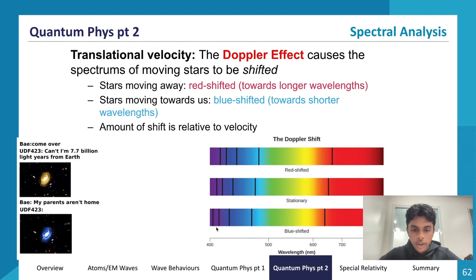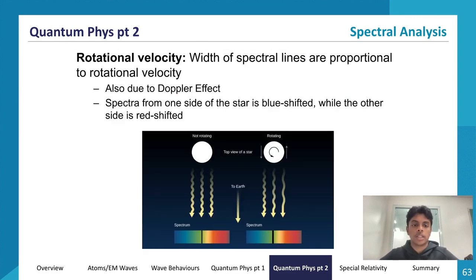So they retain very similar bands that show the chemical composition, but as opposed to a stationary star, it's now blue shifted. And if the star is moving away from us, it becomes red shifted because the wavelengths get stretched out following the Doppler effect. So now it becomes red shifted. That's how you can see translational velocity and how you can see rotational velocity.